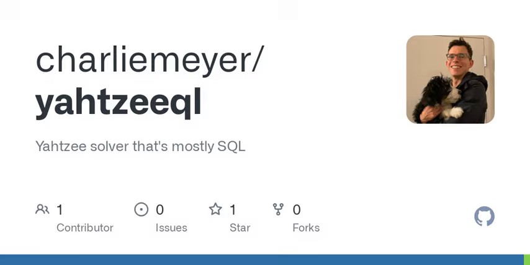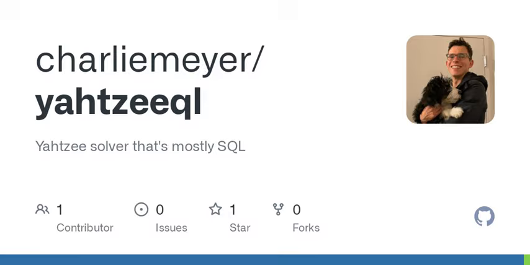You know, Yahtzee is not just a game of chance. It's also an intriguing exercise in strategy and probability. Imagine rolling those 5 dice, hoping for that elusive Yahtzee. But what if I told you there's a way to optimize your game using a good old combination of SQL and Python? That's right. Today we'll be discussing yahtzeeql, a Yahtzee solver that leverages these powerful tools to give you an edge in the game.